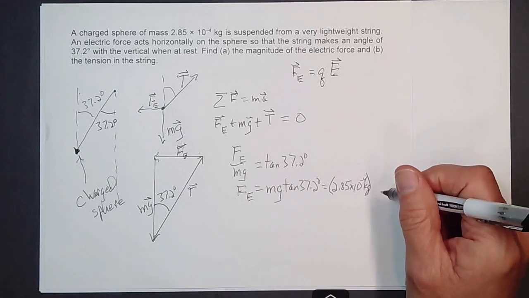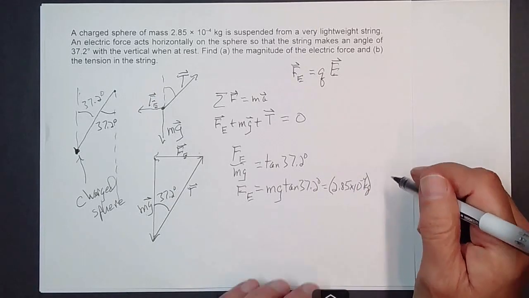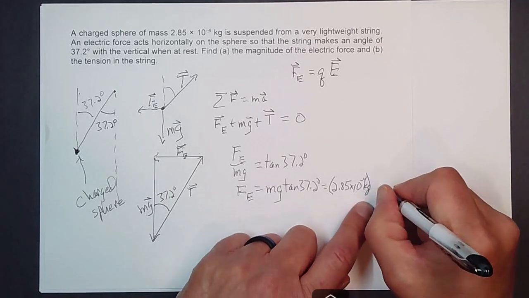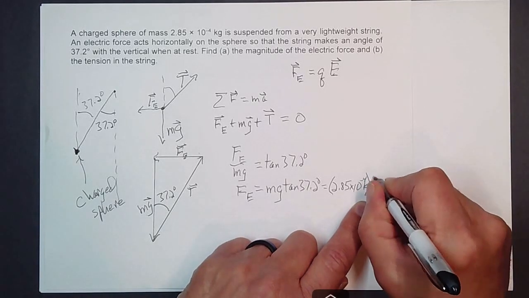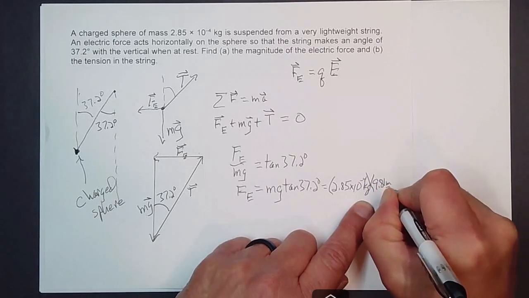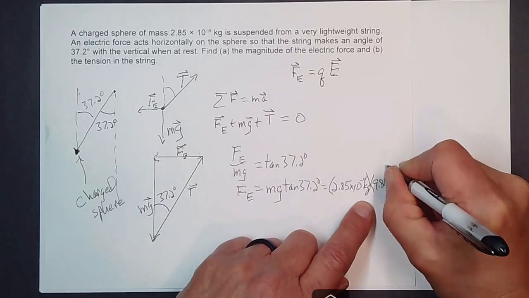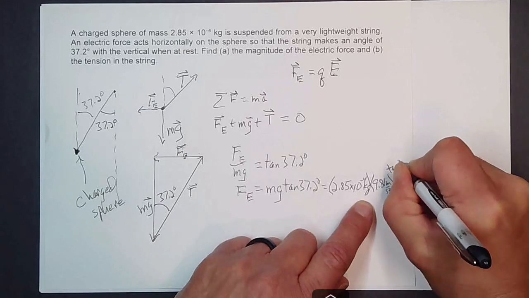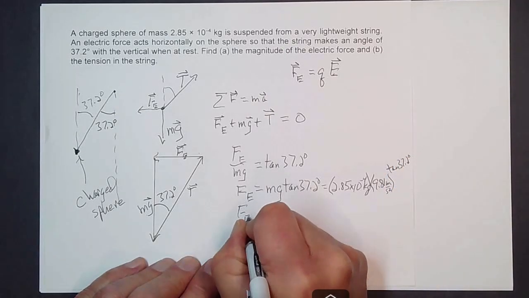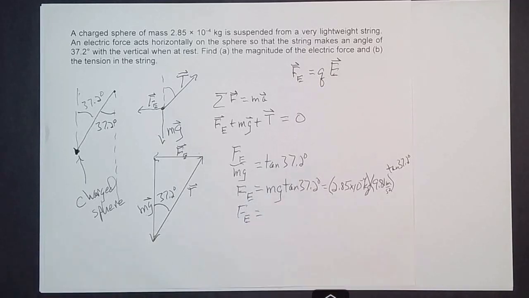That might be about the mass of a single coffee bean. I'm not sure. Probably actually less than that. But times that tangent. So F sub E is not a very big number.